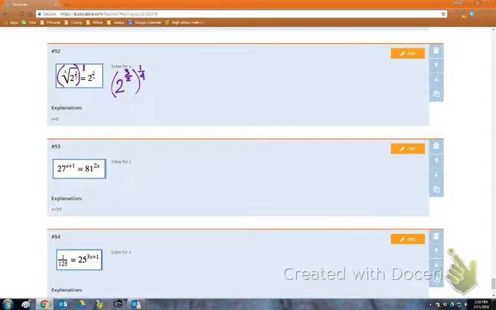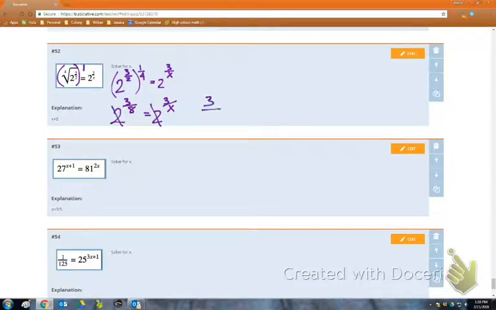Power of 1, root of 4 equals 2 to the power of 3 over x. That's the other side of the equation. Using the power rule, I can multiply these. So this would be 2 to the power of 3 over 8 equals 2 to the power of 3 over x. Well, because my bases are the same, and this is an equation, I can cancel out the bases.